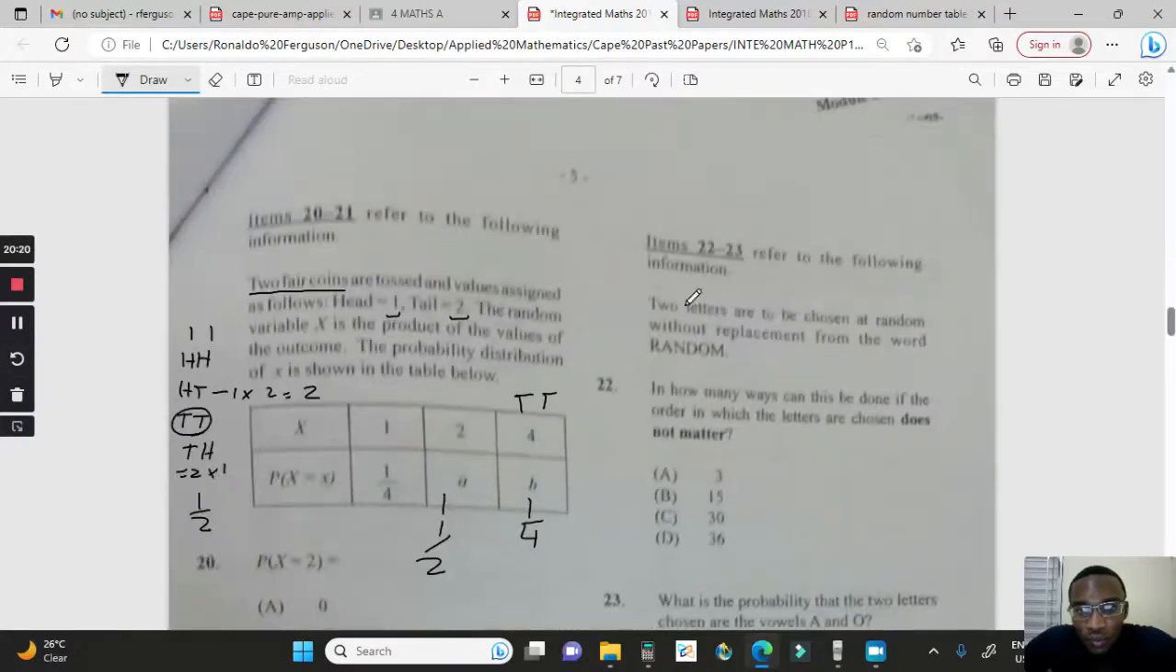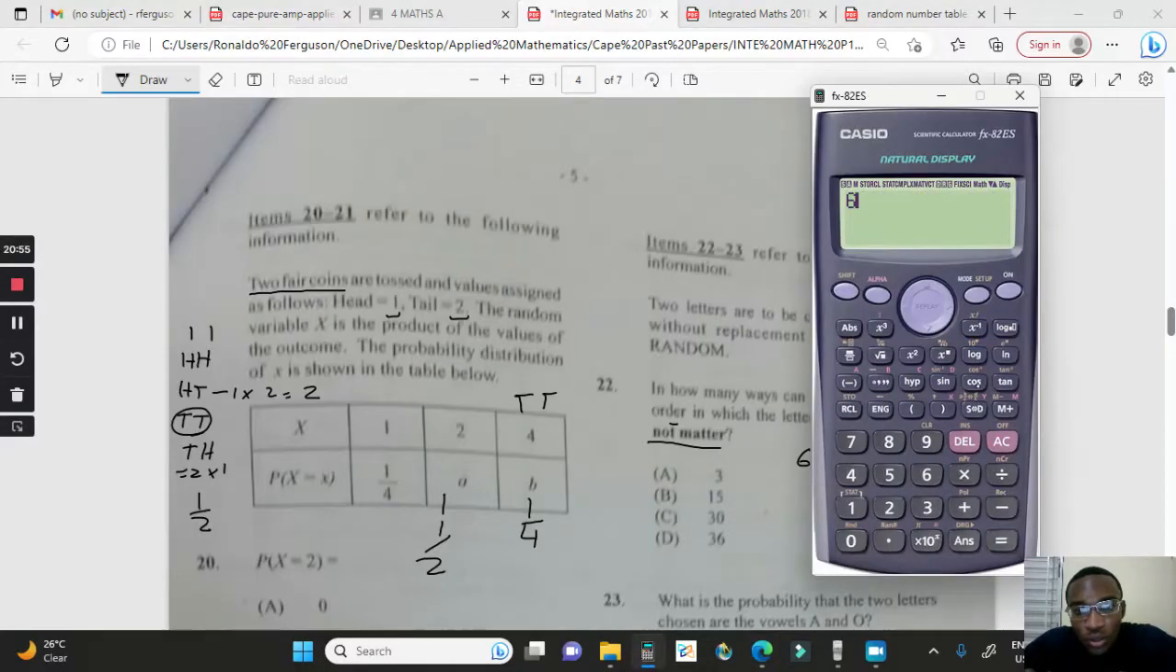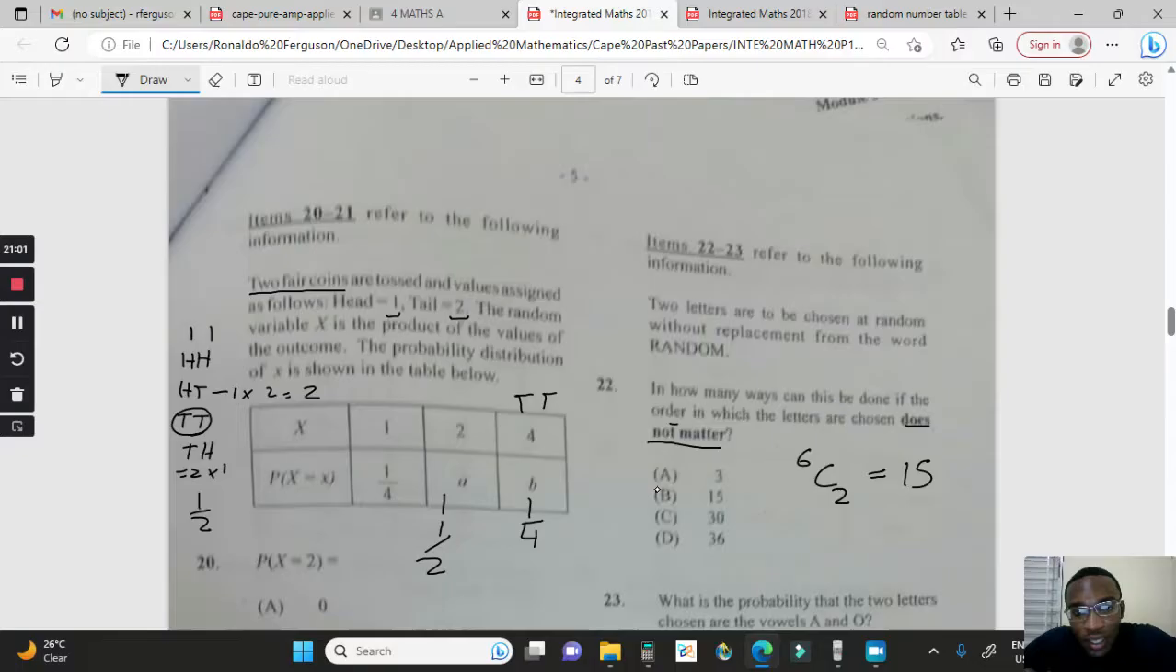Number 22. It says 2 letters are chosen at random without replacement from the word random. In how many ways can this be done, in which the letters are chosen and the order does not matter? It's 1, 2, 3, 4, 5, 6 letters. How many letters are chosen? Oh, 2. So we choose any 2 from the 6. We're not choosing all of them, so in that case it is 6 choose 2, 6C2, which is 15. All right, so 15 ways. B.